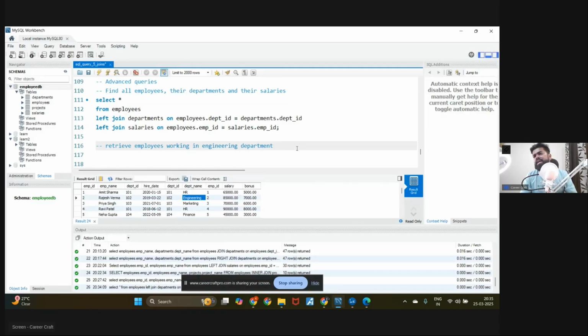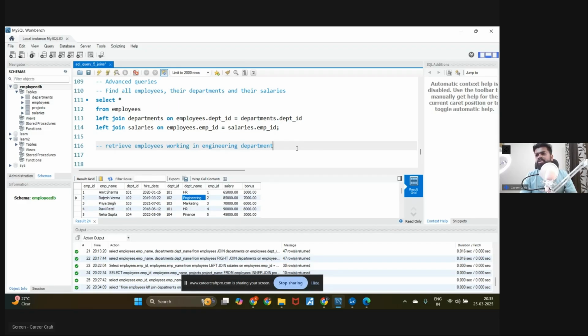Piyush says, sir, I have a doubt about multi-join. Suppose we have three tables. Table A contains 1, 1, 2, 2, 3, 4. Table B contains 1, 2, 3, 3, 4. Table C contains 2, 4, 5, 6. What is the output? But what is the question, Piyush?